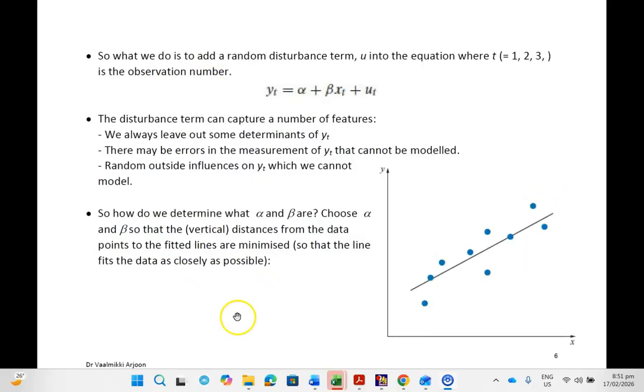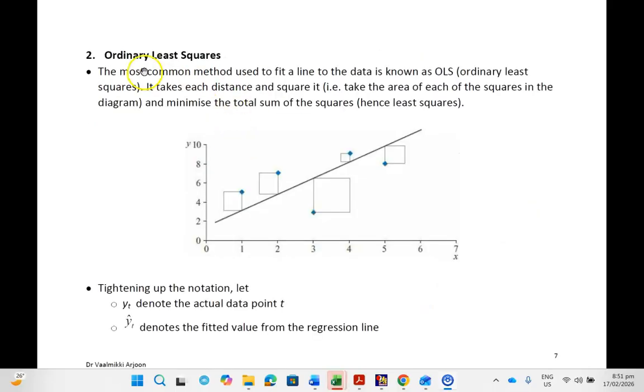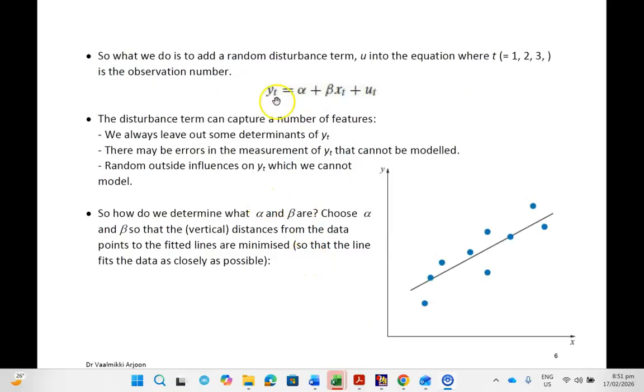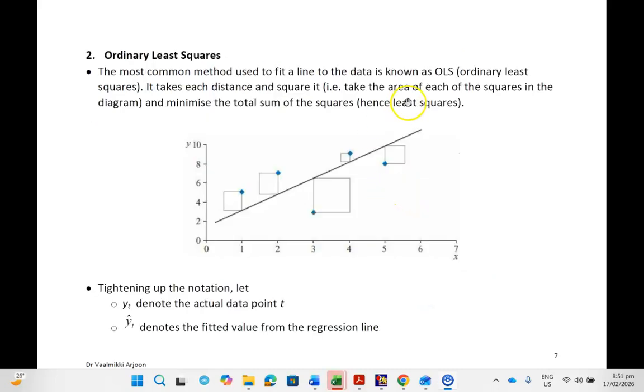To estimate the regression equation, we use a very popular technique known as ordinary least squares. Okay, this is the most common method that is used to fit a line to the data, or in other words, to estimate this regression equation. It takes each distance and squares it. As you can see, this is quite self-explanatory. You take the area of each of the squares in the diagram and minimize the total sum of squares. Hence, you call it least squares.